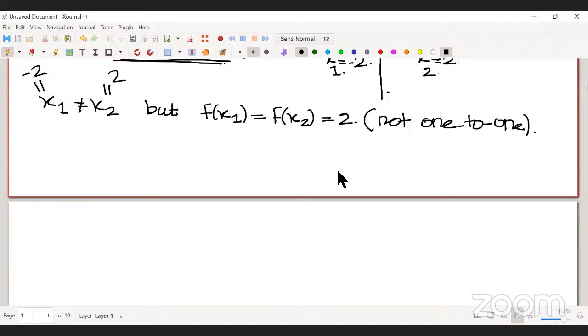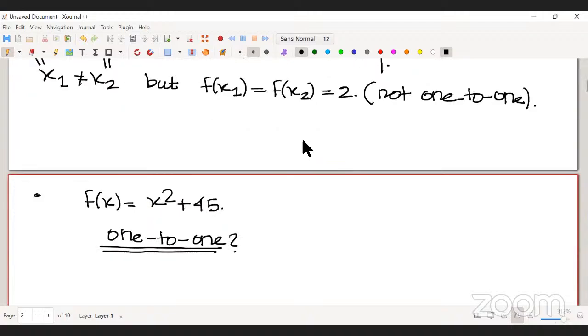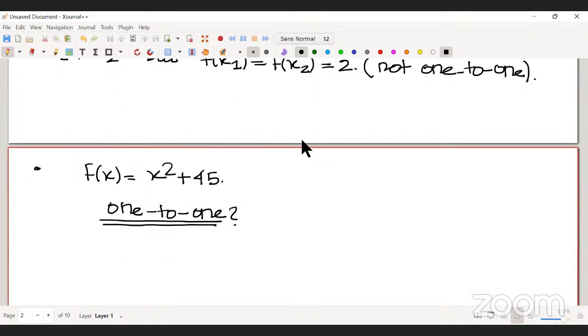Okay, so let's take this example. This is a map from R to R. The next question is whether this function is one-to-one or not. No, sir, it's not one-to-one. Why? Sir, because -2 squared is 4, and 2 squared is also 4, and we add 45. Correct, we will get the same in both cases. So the problem is this x square term. This will create the main problem.